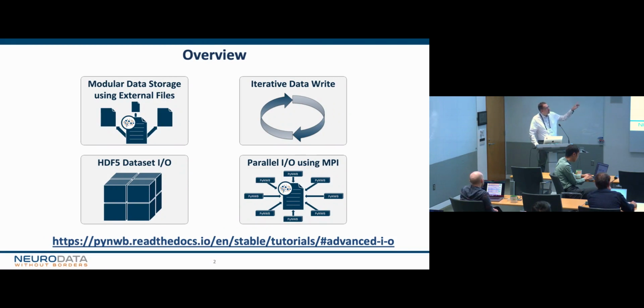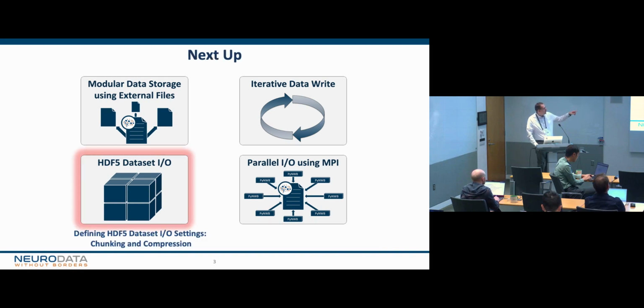And so all the code that I'm drawing in these slides is directly from the tutorials that are in the advanced I/O section of the PyNWB tutorials website. So if you want to follow along or try out any of these things, just go to those tutorials and you will have the code right there. It's just easier for me to present it in the slides. So we're going to start with this tutorial on HDF5 dataset I/O. What that means is you can customize on an individual dataset level how it should be laid out on disk and what its properties should be.